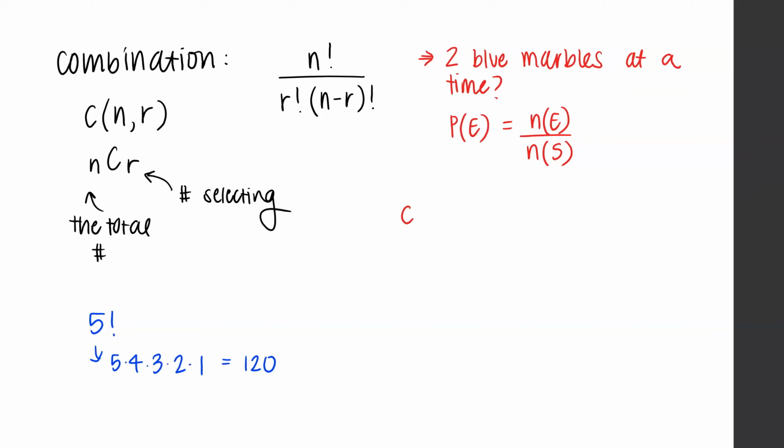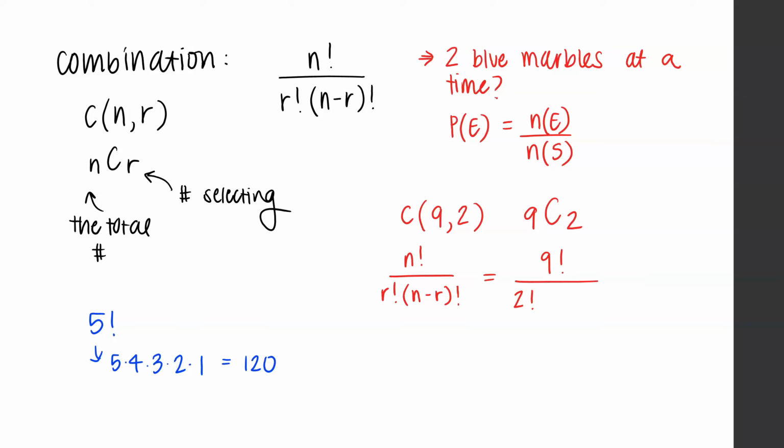I could either write it as the combination of 9, 2, or I could write it as 9C2. Again, they are both equivalent to one another, but what they represent is the formula n factorial divided by r factorial times n minus r factorial. So if I know that 9 is the total number of marbles that I have, that would be 9 factorial divided by the number of marbles I want to select, 2 factorial, times 9 minus 2 factorial. This is the formula that we have to find our answer.